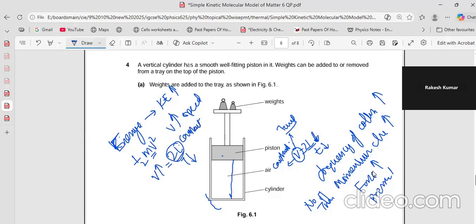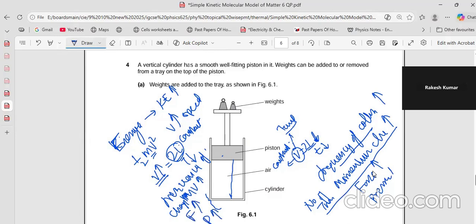The time will decrease again, so the frequency of collision increases, and now the velocity is also increasing. So two things happen now: the frequency of collision is increasing, and the momentum change is increasing. Here, earlier, only one thing was increasing, the frequency, the number of momentum changes. But here the momentum per collision also increases and the frequency also increases, so double things are happening. So the force increases, the pressure increases, and the piston starts going up.